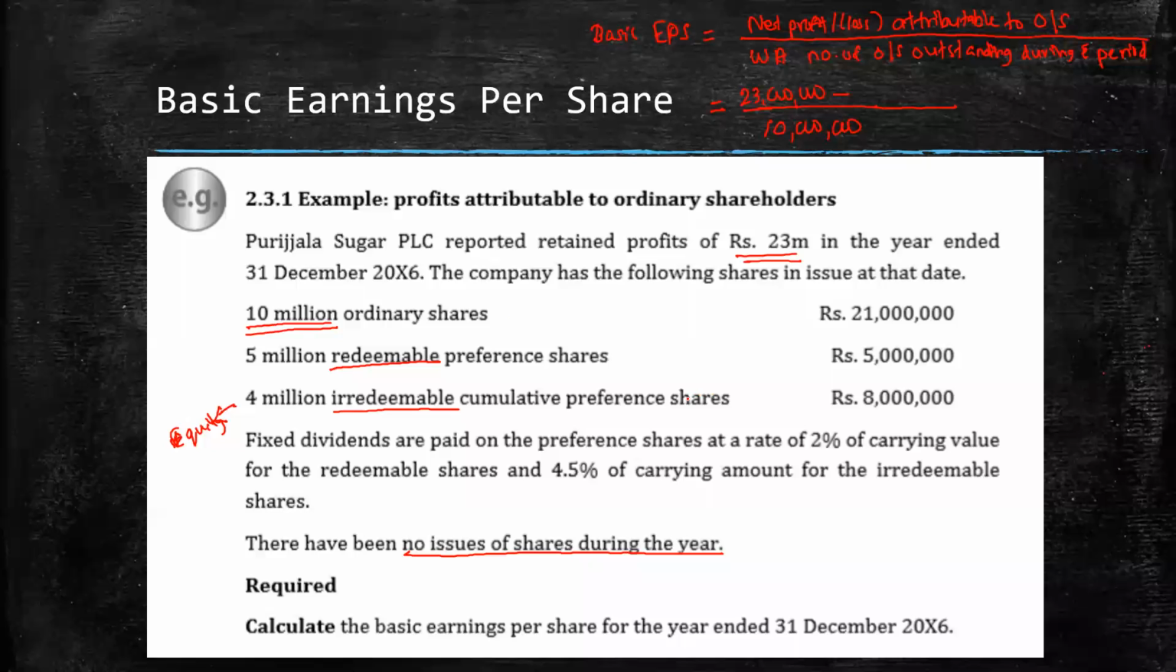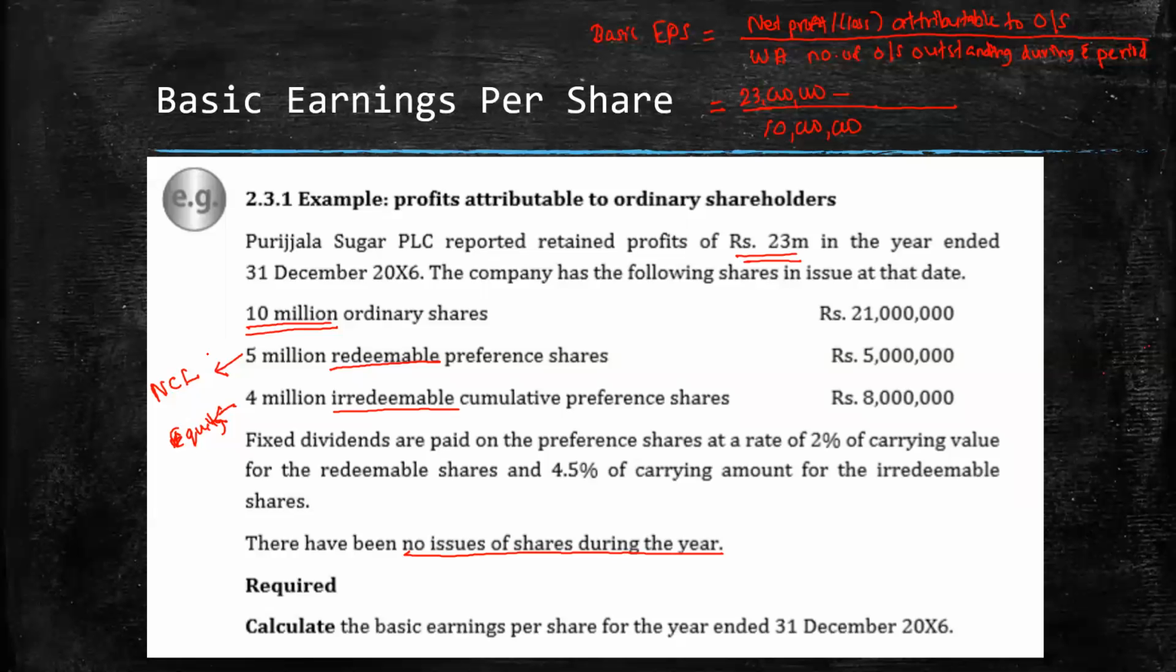When we prepare the balance sheet, we write ordinary share capital this much, preference share capital this much. Irredeemable preference shares come under equity. Then redeemable preference shares come under non-current liability. Redeemable preference shares are shown under non-current liabilities in the balance sheet, while irredeemable preference shares are shown as an equity component.